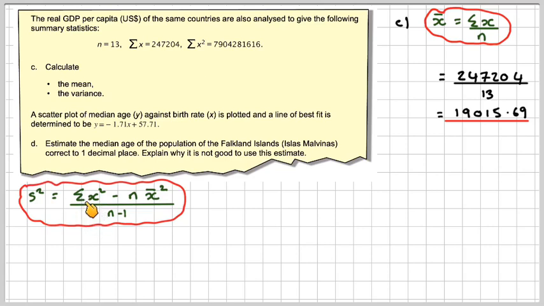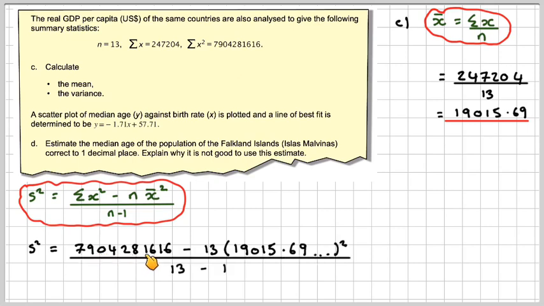So we take that formula we just had, sigma x squared minus n x bar squared over n minus 1, which will give 7942.81616 minus 13 times our mean that we calculated here, obviously don't round it off, divided by 13 minus 1, and that gives this value here of 266960534.6.